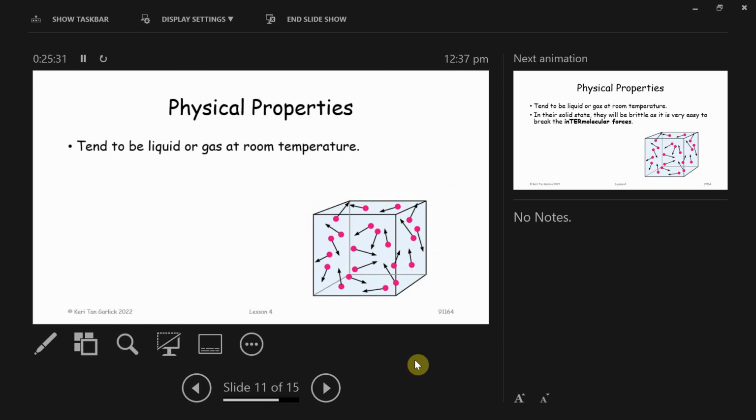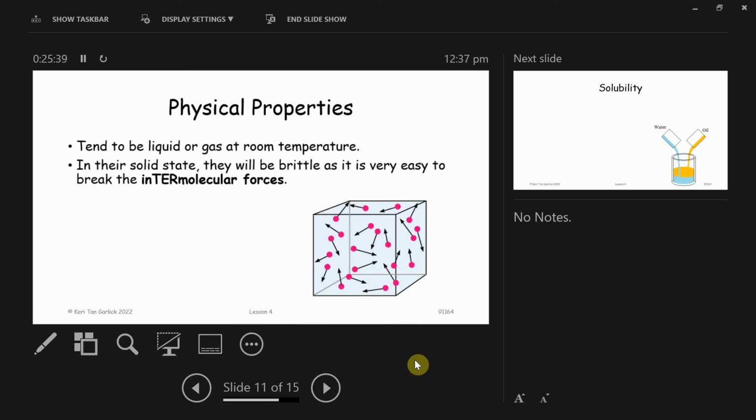So what are the physical properties? These guys tend to be liquid and gas at room temperature. That's going to be evident when you're reading the question: you have covalent molecular. They are very brittle, and we saw that when I dropped the ice on the ground by accident. That's because they have those weak intermolecular forces. It's very easy to break them down.